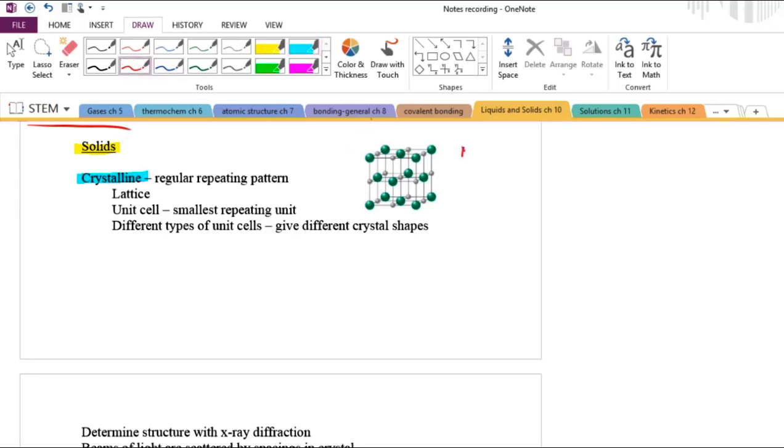This would represent sodium chloride, the sodium being the silver, and the chloride being the green. And it could also represent anything with a 1-to-1 ratio. And we get a crystal lattice, a repeating pattern. We have all sorts of different types of unit cell. This particular one is cubic, and that gives us all of our different crystal shapes.